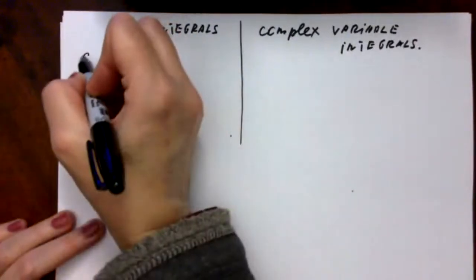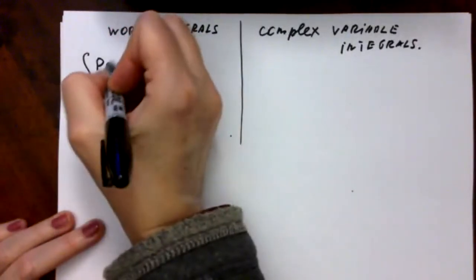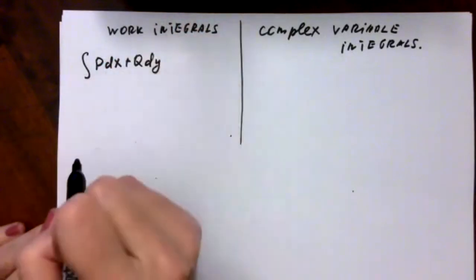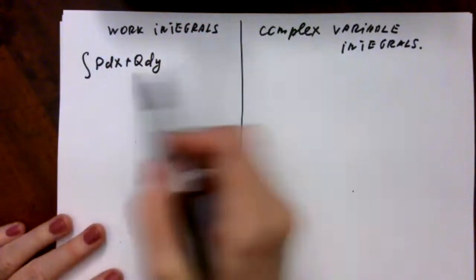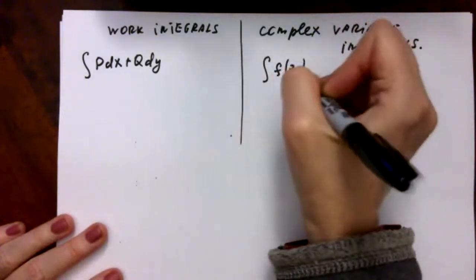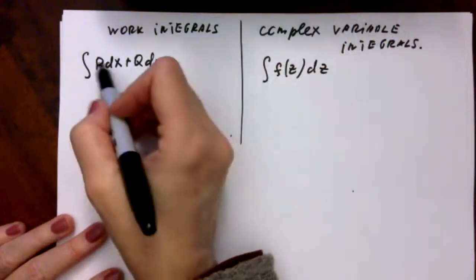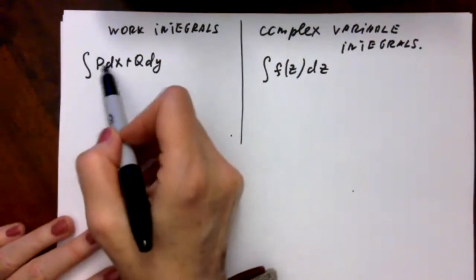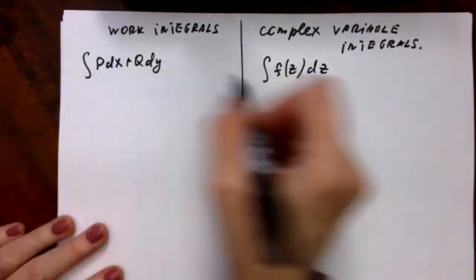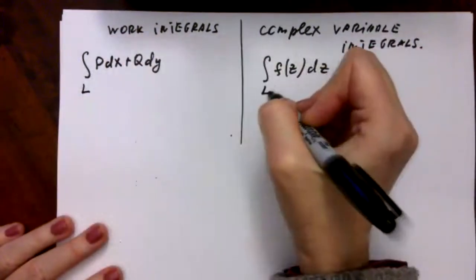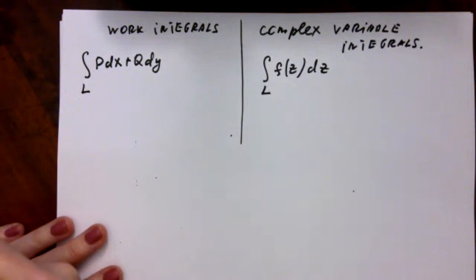So let me remind you what work integrals look like. They look like p dx plus q dy. This is a 2D case, of course, and I'm comparing only with this 2D case. And here we have something like f of z dz. Of course, p and q are not constants, as you may remember. These are functions of two variables, x and y. But what these two different integrals have in common is that they both are taken along some given path.